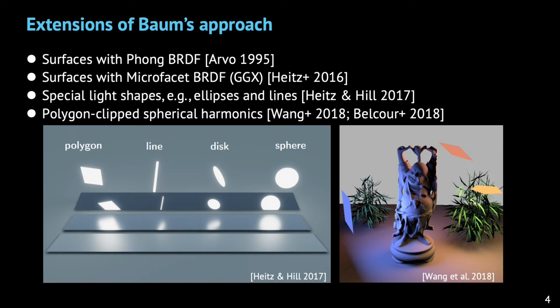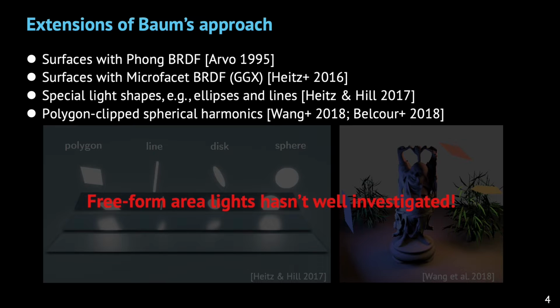After this pioneering study, several approaches have been introduced for more general rendering scenes. For example, Arbor extended the formula for the BRDF of glossy surfaces and Heitz et al. did for microfacet BRDF. Another research enabled handling several special light shapes such as ellipses and lines, and some others have extended to represent a polygonal light by clipping spherical harmonic lighting. However, despite such a number of extensions, the freeform area light has not been investigated well in real-time rendering.